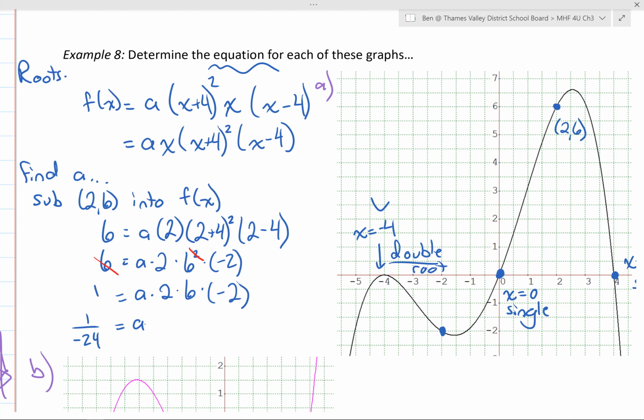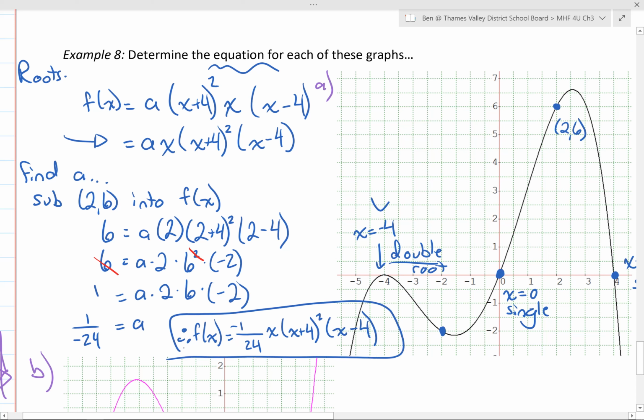So what we're working with here means f(x) equals a, which I now know, and I'm just copying from here, a equals 1 over negative 24. If I want to clean that up a little more, I put the negative sign in the numerator. So negative 1 over 24 times (x plus 4) squared times (x minus 4). That's the equation that I'm looking for.